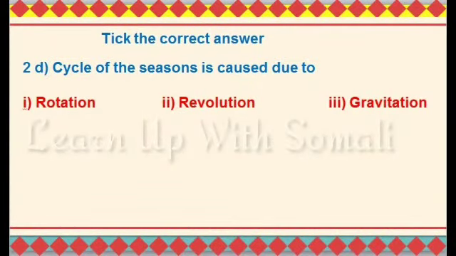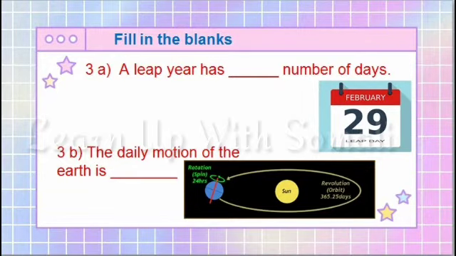Question number 2d, the cycle of seasons is caused due to revolution. That is, due to the revolution of the Earth, the seasons occur. Now let's look into the fill in the blanks. Question number 3a, a leap year has 366 days.